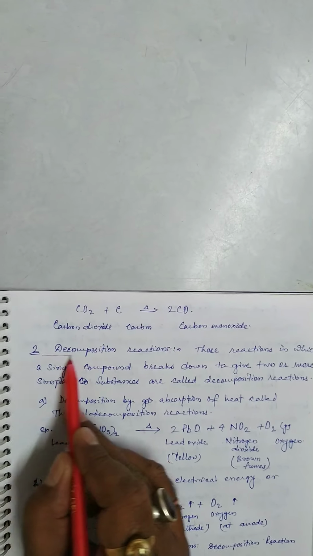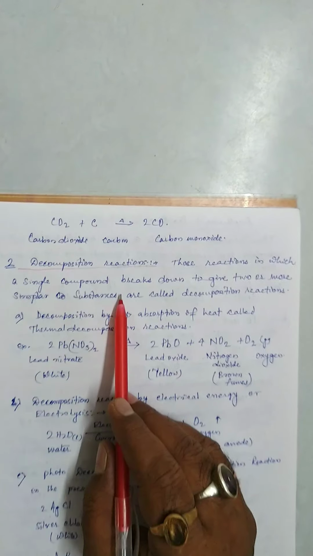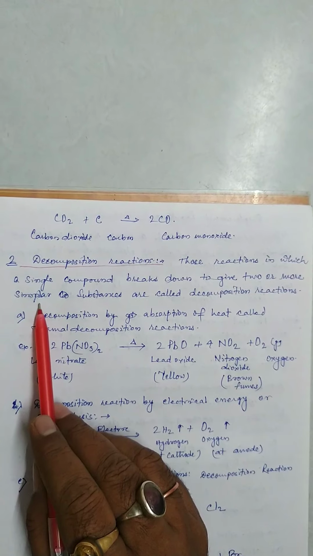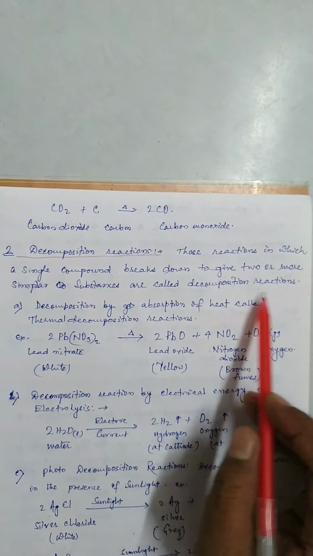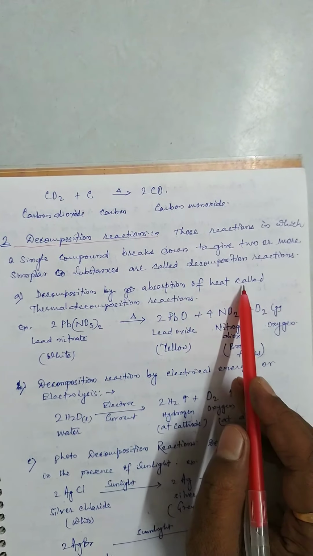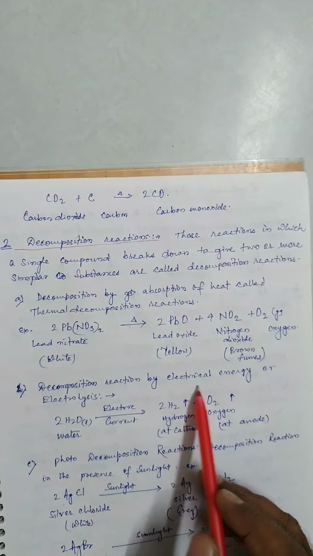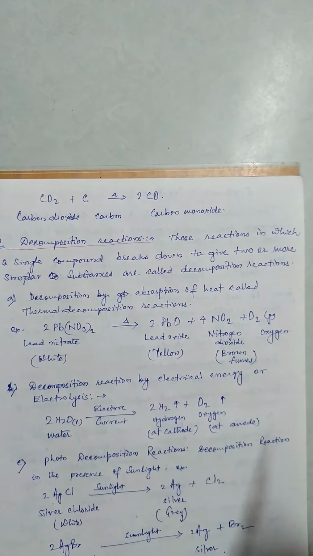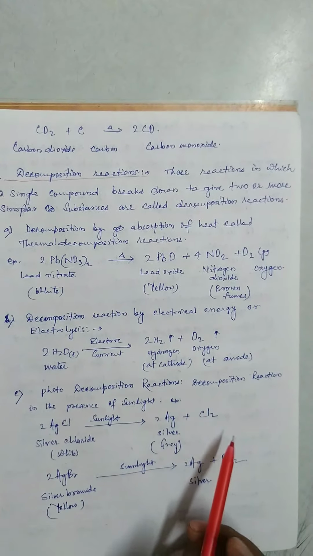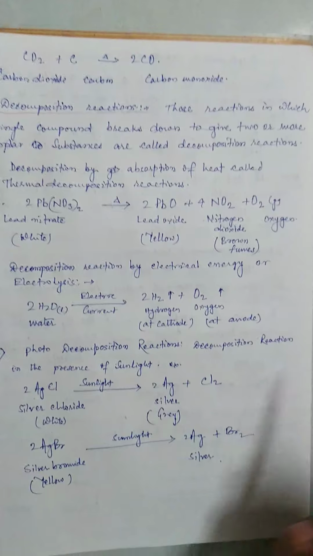Now second is decomposition reaction. Those reactions in which a single compound breaks down to give two or more simpler substances are called decomposition reactions. Decomposition reaction by absorption of heat, decomposition reaction by electrical energy, and decomposition reaction by photo, or in the presence of sunlight. There are three types of chemical decomposition reaction here.